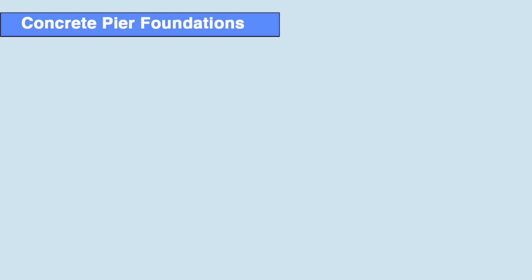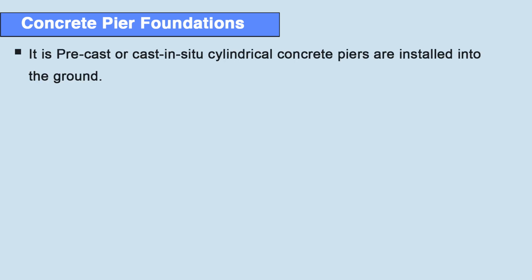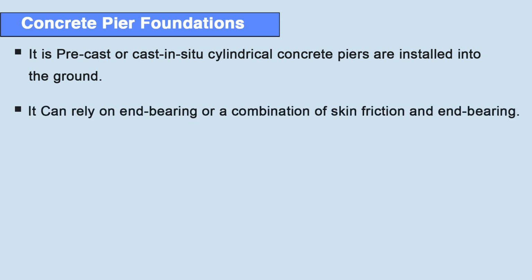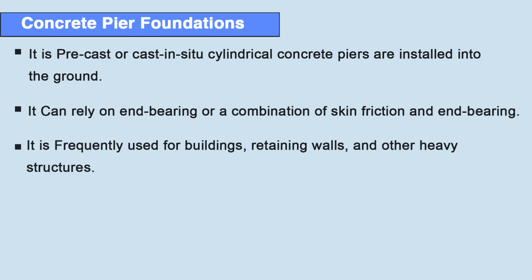Then the next is concrete pier foundation. It is precast or cast in situ cylindrical concrete piers that are installed into the ground. It can rely on end bearing or a combination of skin friction and end bearing. It is frequently used for buildings, retaining walls and other types of heavy structures.